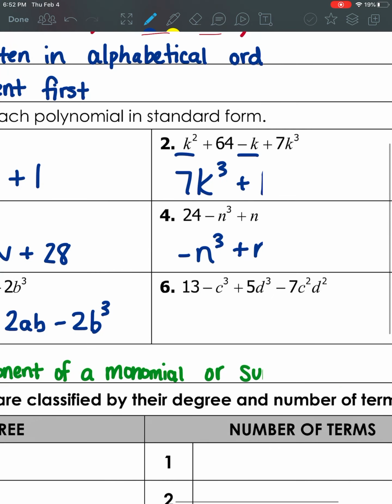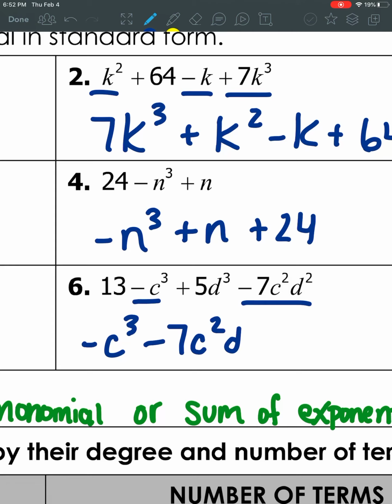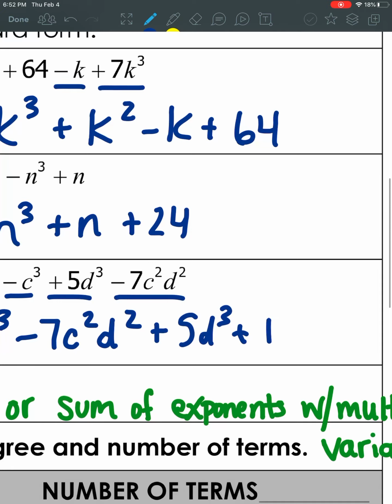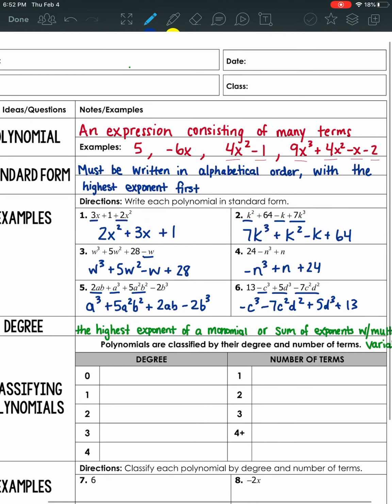And sometimes you see those written in different ways. You may see the minus 2b cubed before that, but typically we go in decreasing order alphabetical. Next one, we have the highest exponent, 3, so negative c cubed. Again, we are going to transition from c to d, so negative 7c squared d squared. Then we have plus 5d cubed, and then plus 13.